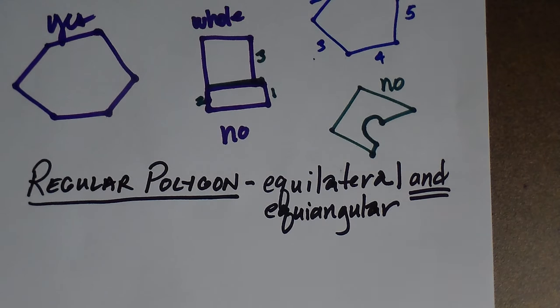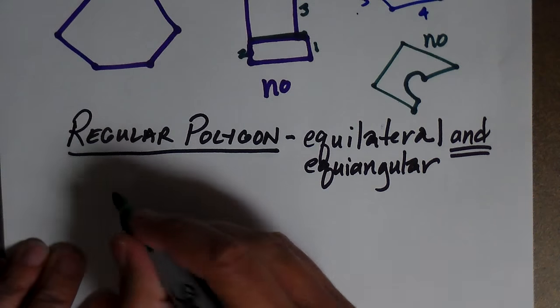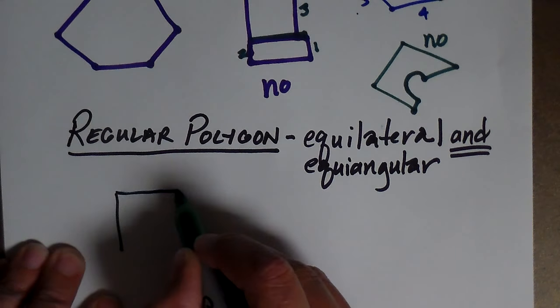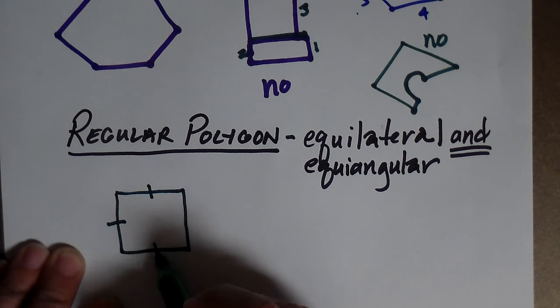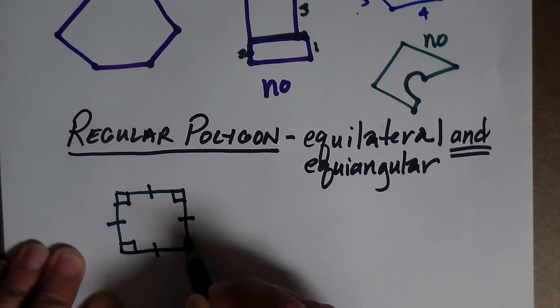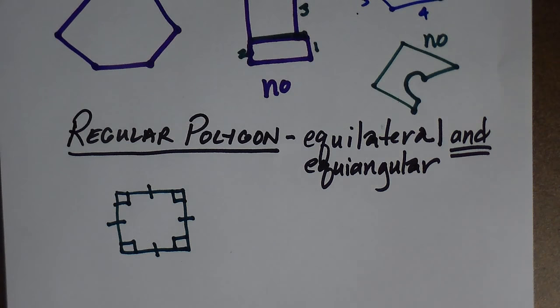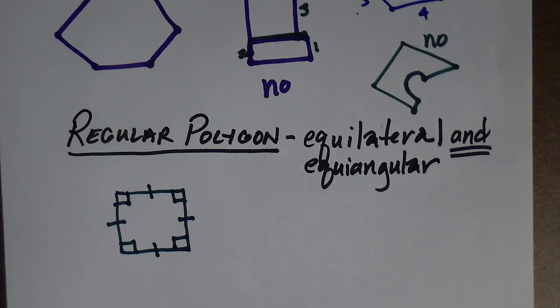Now, the common regular polygon that you see every day is a square. That's the first thing everybody thinks about. A square is a regular polygon because what do we know about a square? All four sides are the same length and all four angles are 90-degree angles. So all sides are congruent and all angles are congruent. That's what makes it regular.